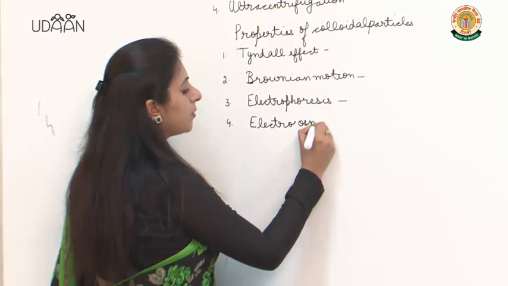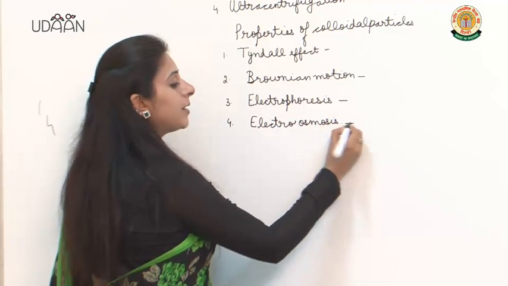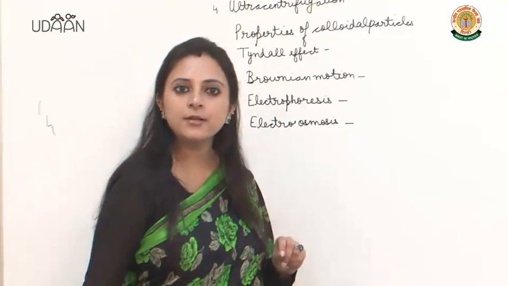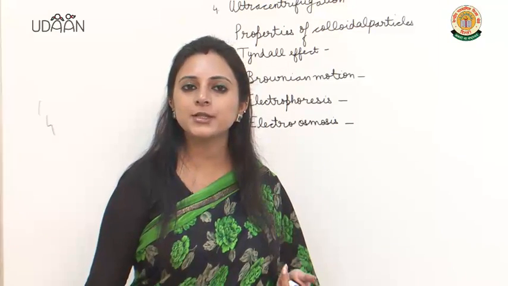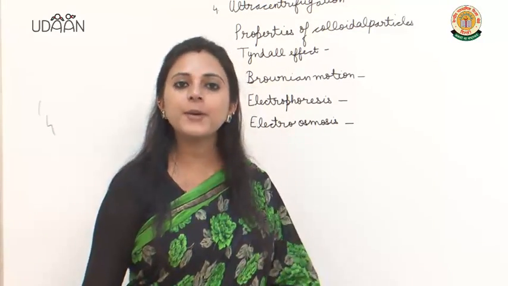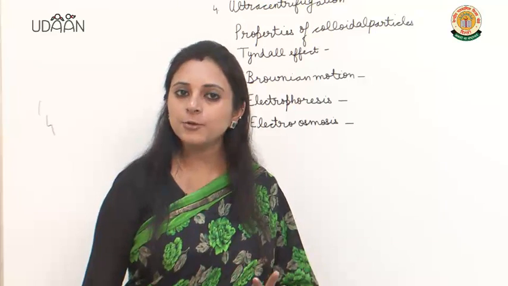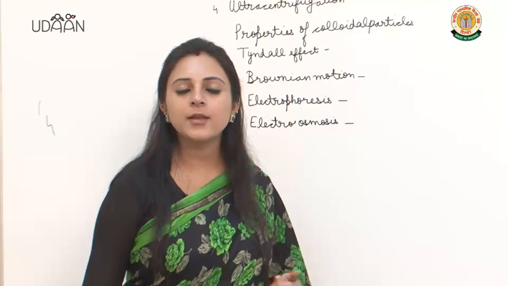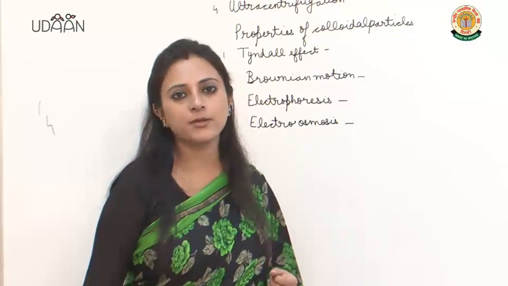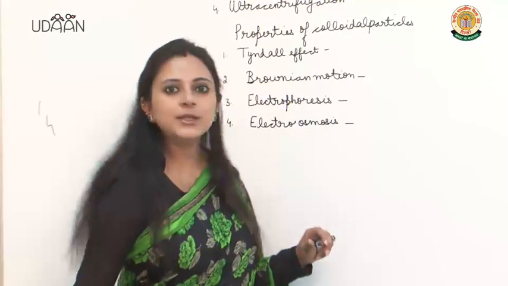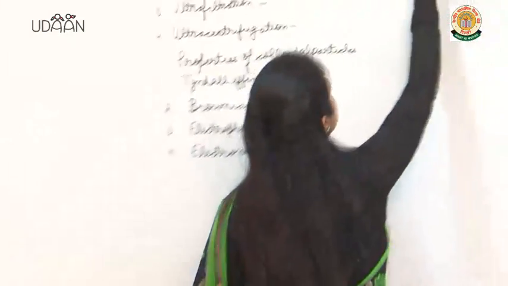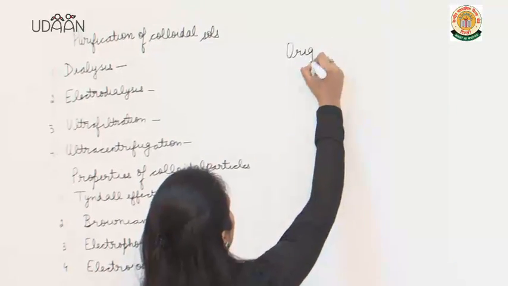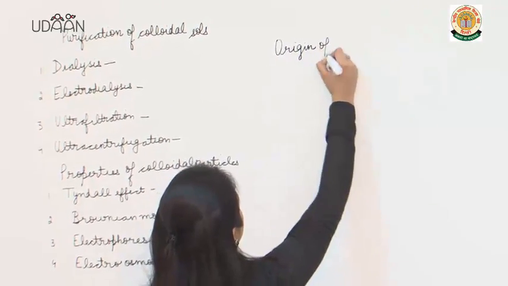Now, what is electroosmosis? Electroosmosis is the movement of dispersion medium particles towards the oppositely charged electrodes, and the colloidal particles, they are not allowed to move. This is known as electroosmosis.